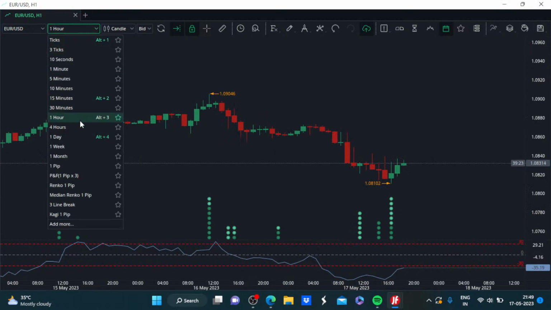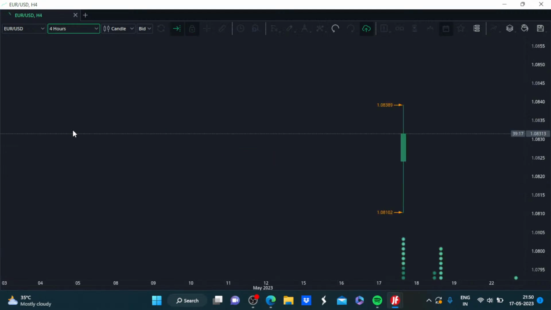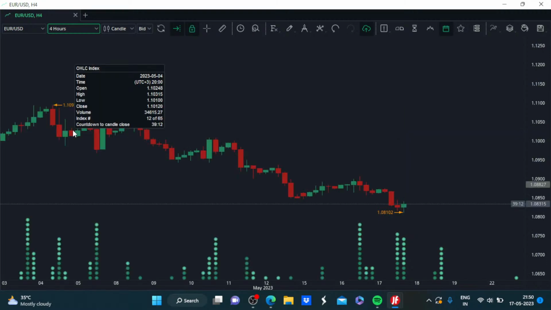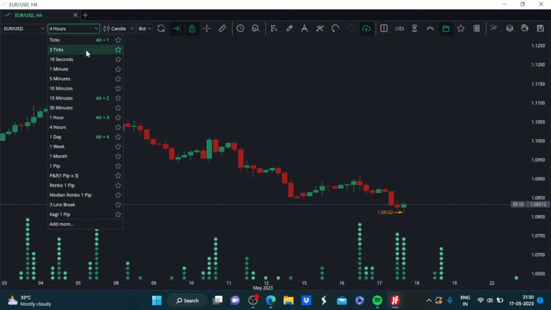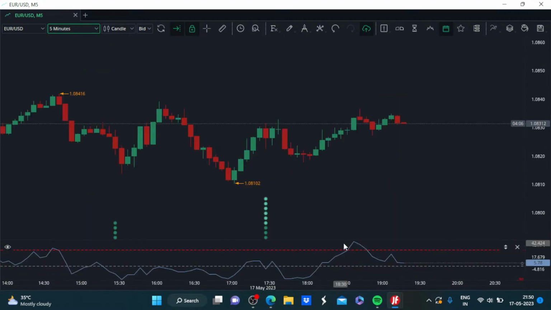Now that we have opted for only hourly and 5 minutes, only on those two time frames, this indicator will appear on the chart, but not for other time frames like 4 hourly, daily, or weekly. But if I go back to 5 minutes, we will have the plotting of the indicator back on the chart. So that's how this indicator works out.